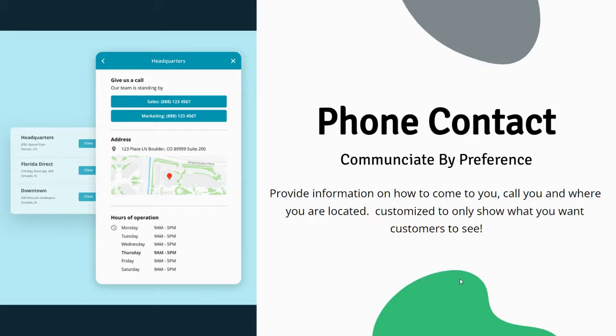And what I mean by that is that sometimes you want to keep it all together, but there are other times where maybe it's in a different physical location. So you might want to create a different section. If you see on the left-hand side, we mentioned headquarters, Florida Direct, and downtown. Those can be all different locations with kind of their own address and hours of operation. So you can really customize this based upon your own business needs.